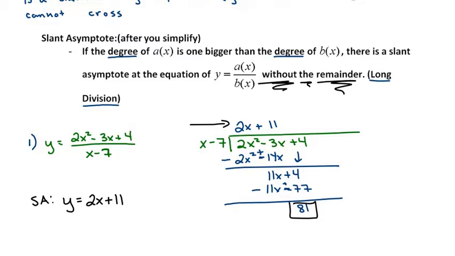So you might have to do some long division. You might have to actually work through it. I would always tell you to do it after you simplify. So after you simplify, that's what I would look for.